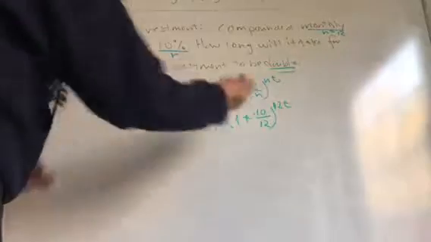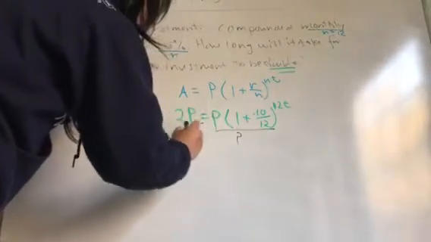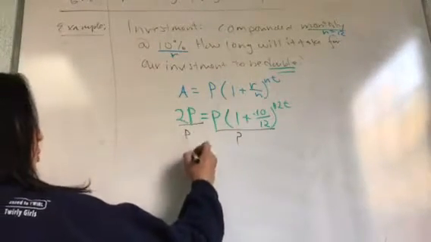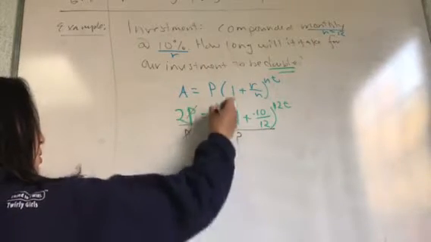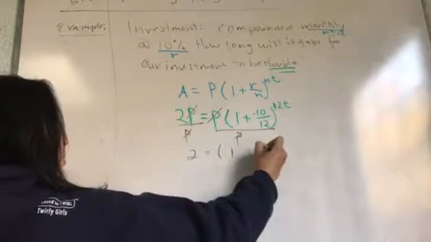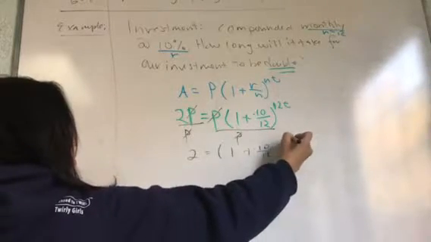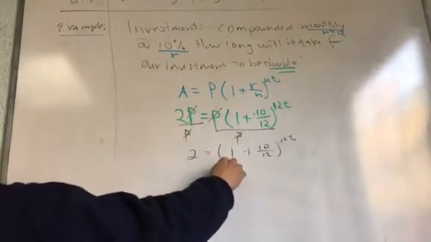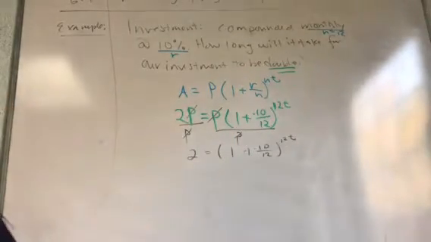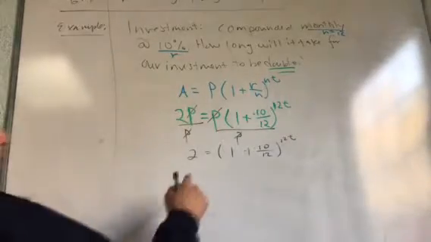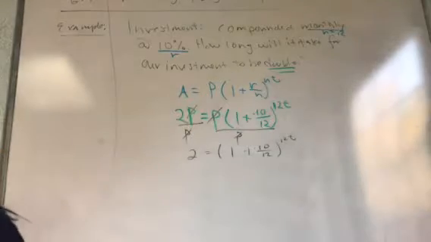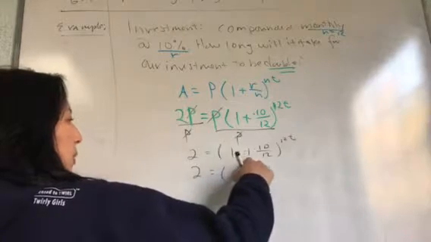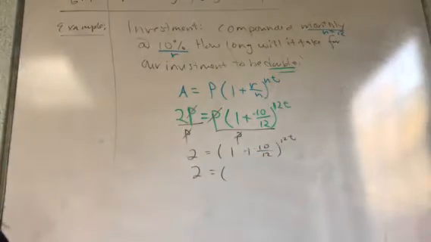So if I divide both sides by P, that cleans it up a little bit. We end up with 2, because these cancel out, is equal to, these cancel out, 1 plus 0.10 over 12 to the 12T. So now we have 2 is equal to something to the power. What we're going to do next is clean this up a bit. I don't have a calculator with me. We have 2 is equal to 1 plus 0.10 over 12.